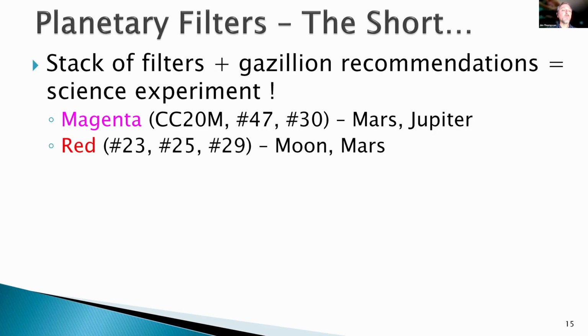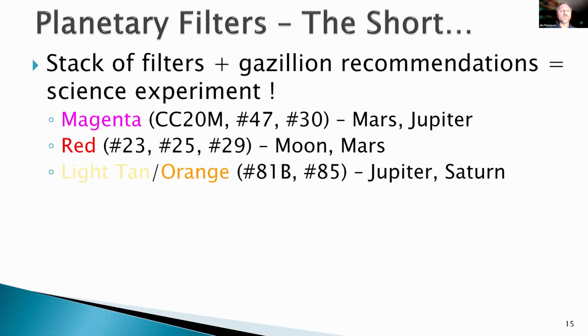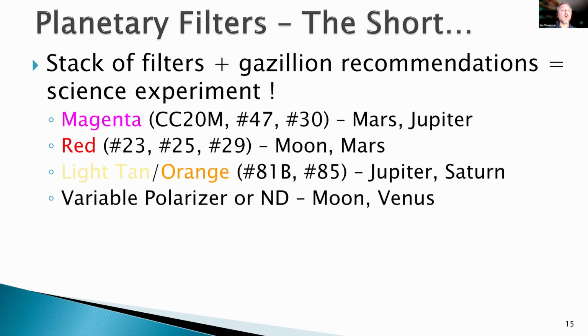A red filter on the Moon or Mars also works well to sharpen the image and improve contrast. A light tan or orange filter like a Wratten number 81 or a number 85 is also beneficial in enhancing details in the bands on Jupiter and Saturn. If you often observe a nearly full moon or Venus, you may also want to use a variable polarizer or neutral density filter to cut the brightness.